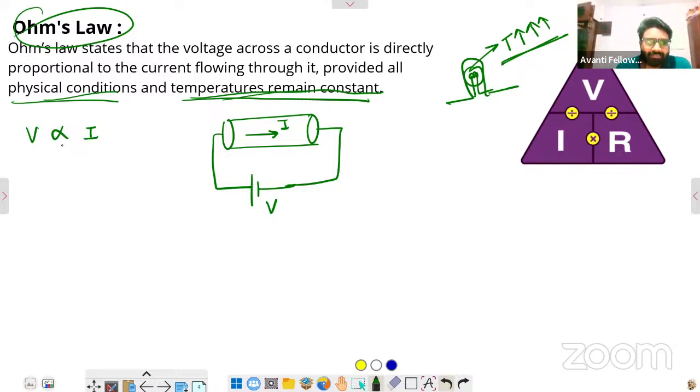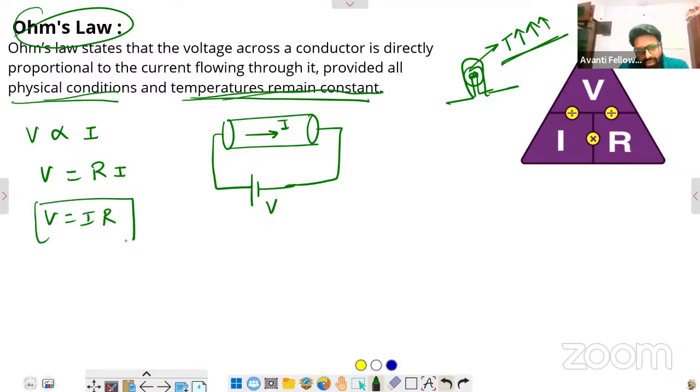So here we can say that V is directly proportional to I. So there is something that is resisting the current. That is why when we increase the voltage, the current will increase. It will not increase automatically. Which means there is something which is resisting this current, which is limiting the value of the current. So that is why we remove this proportionality sign and replace it by R, the resistance. Okay, so we can say V equals IR, where R is nothing but the resistance of that particular conductor.